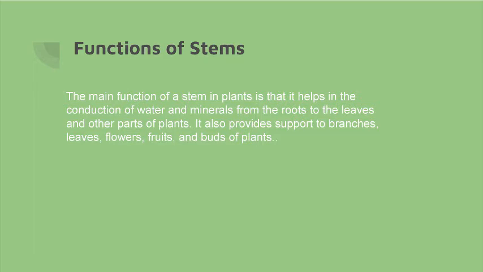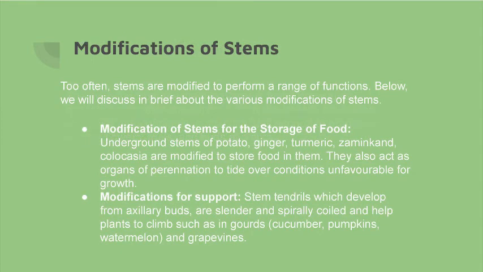Moving on to the functions that the stem performs, the most vital function of a stem in plants is that it helps in the conduction of water and minerals from the roots to the leaves and other parts of the plant. It also provides support to the branches, leaves, flowers, fruits and buds of the plant.